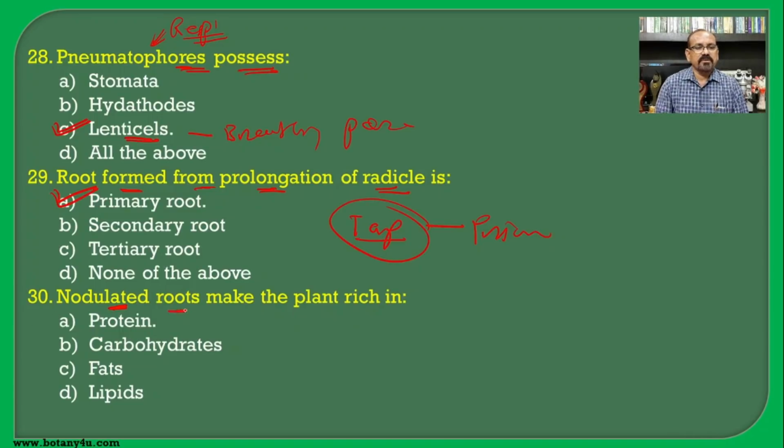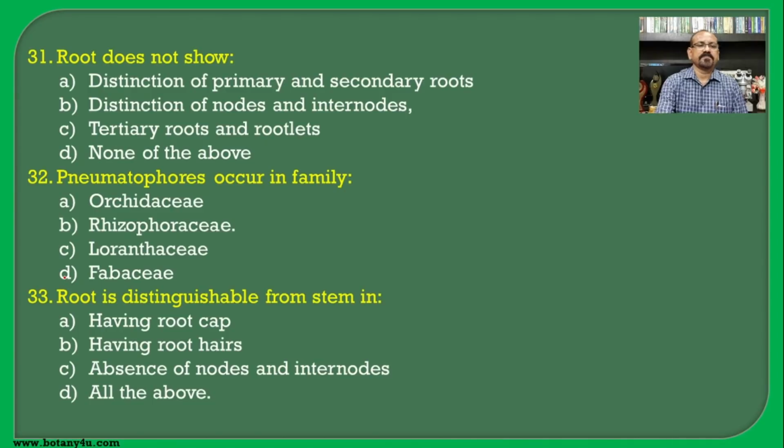Then nodulated roots make the plant rich in. The nodulated roots are responsible to store protein inside them, and hence these roots are proteinous in nature as they store protein inside them.